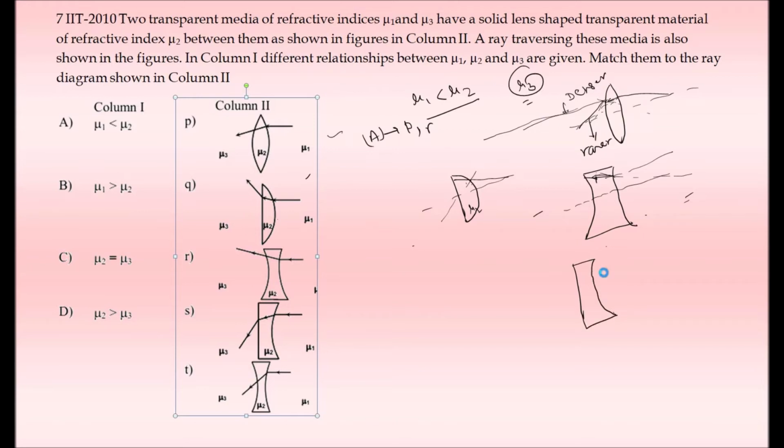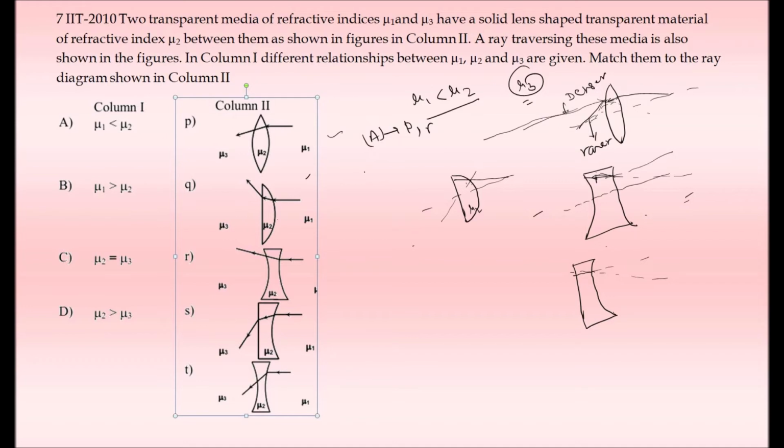Here this is the normal line, the light comes in that way. After refraction it should move in towards the normal line, but it moves away from the normal line, so again it is incorrect, so S is incorrect. Similarly, T is also incorrect as the light ray moves away from the normal line. So for A, P and R is correct.